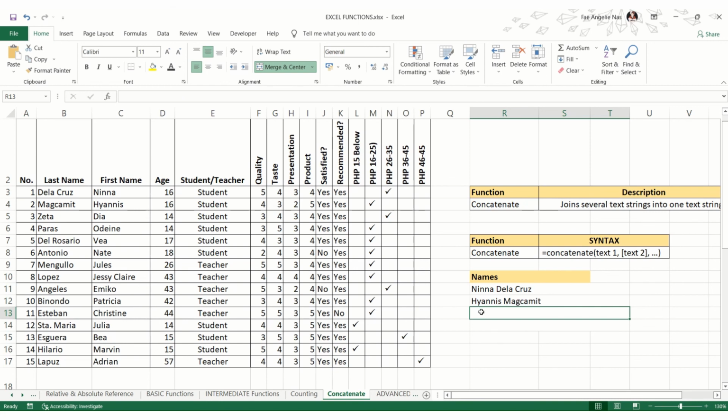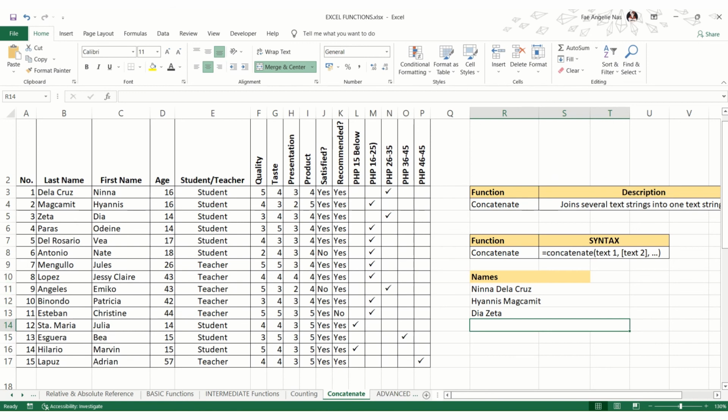And another example, equal sign, and the function name is CONCATENATE. The first text is from C5, and then comma, quotation mark, space, quotation mark, and then comma, and then B5, and close parenthesis and enter. So that is for these intermediate functions.